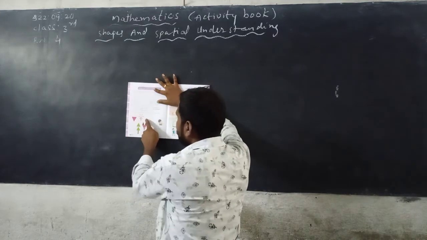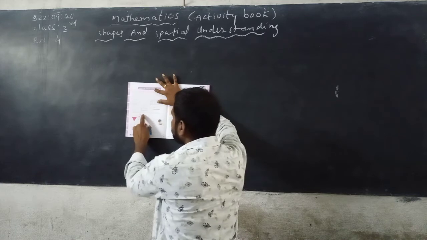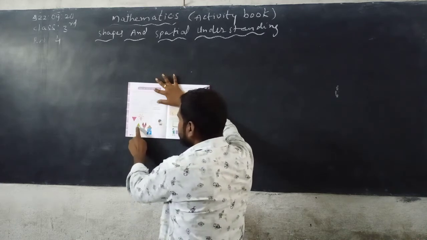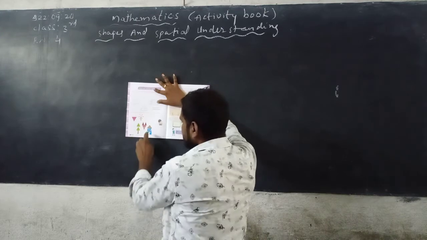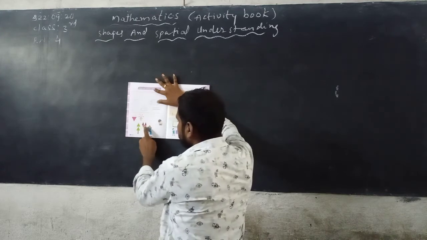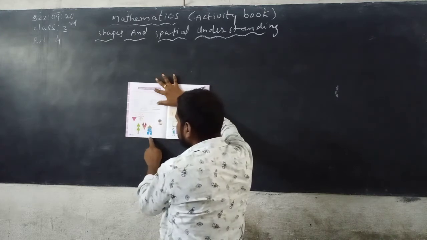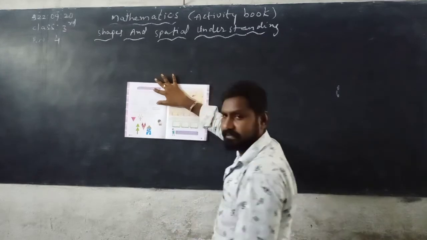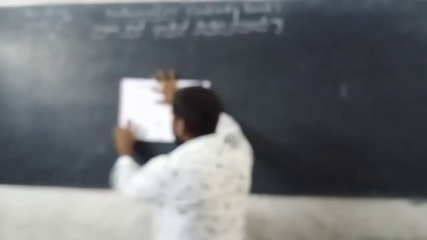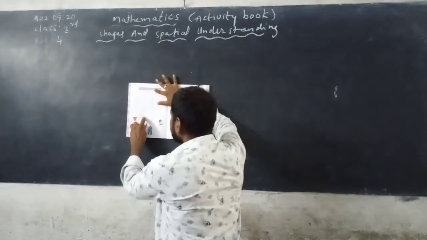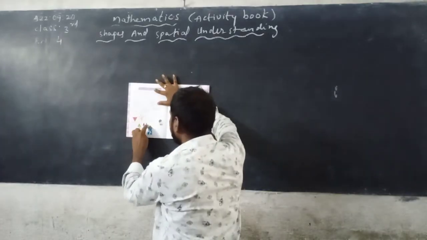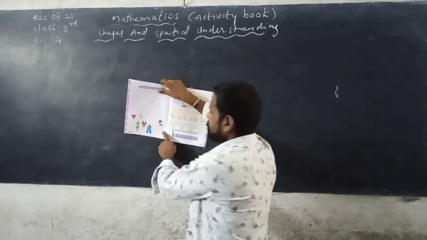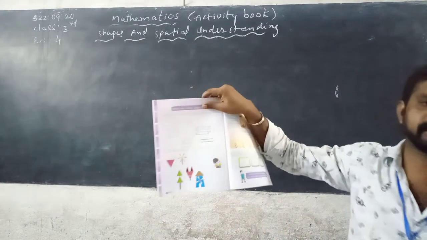1. Here, how many triangles are there? 1, 2, 3, 4, 5, 6. In this figure, how many triangles are there? 1, 2. In this, how many triangles are there? 1, 2. Here, how many triangles are there? 1, 2, 3, 4, 5. So, total add it. 1, 2, 3, up to 17. You can write in the box 17 triangles like this only.